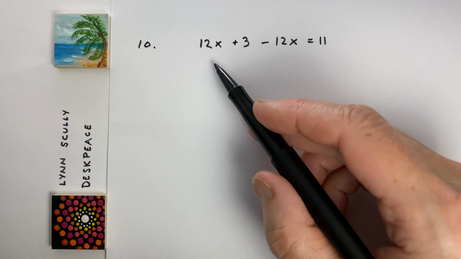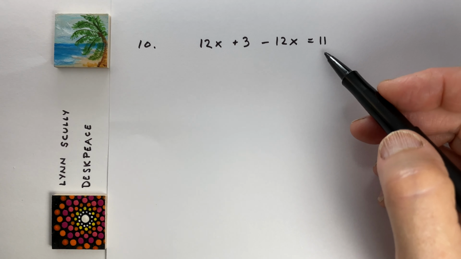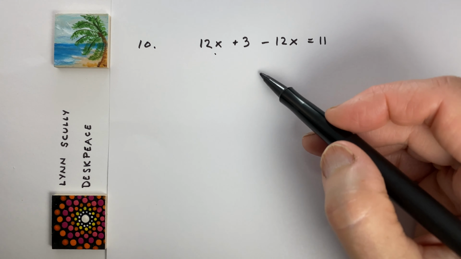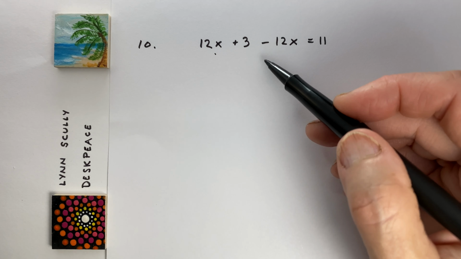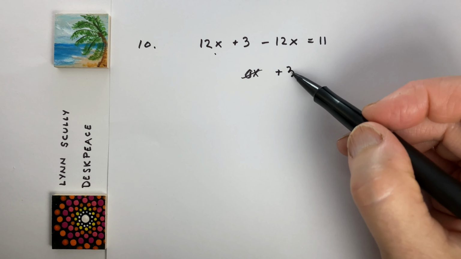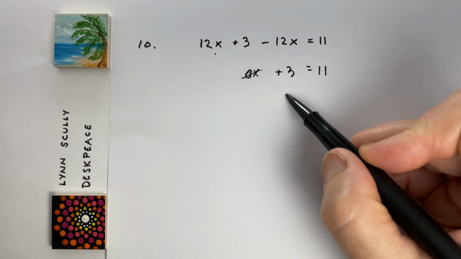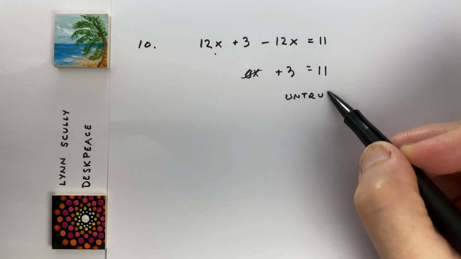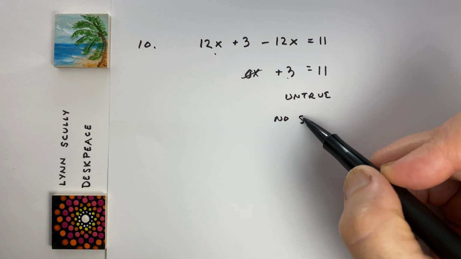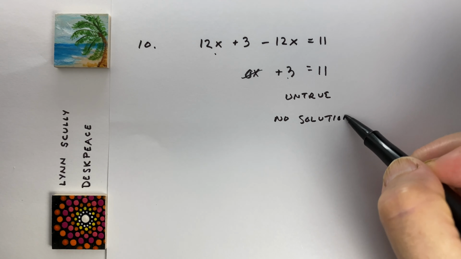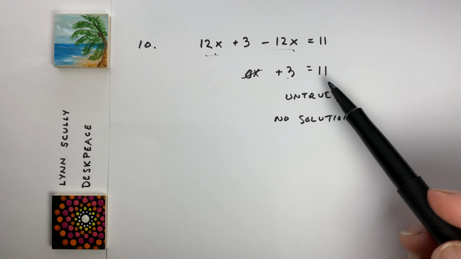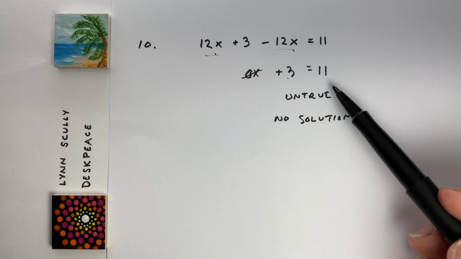Number 10, 12x plus 3 minus 12x is 11. Combine like terms. 12x minus 12x is 0 x's. So I could write 0 x's, but really it just goes away. Plus 3 equals 11. Now I'm left with an untrue statement because 3 does not equal 11. So this means that there is no solution. So when your unknown goes away and you're left with an untrue statement, you have no solution.